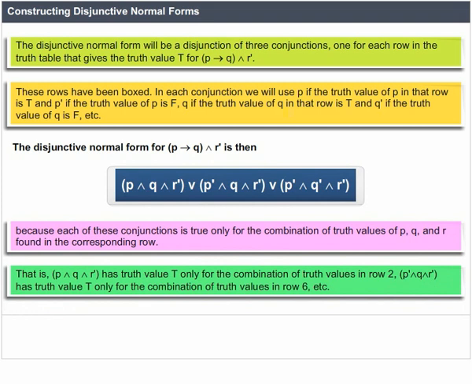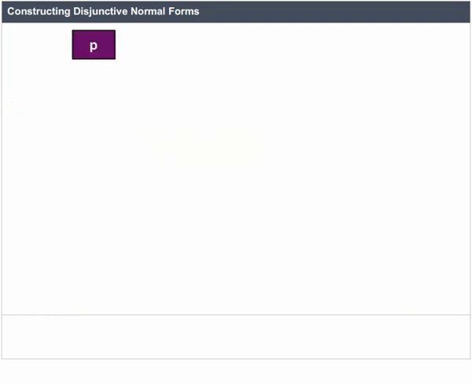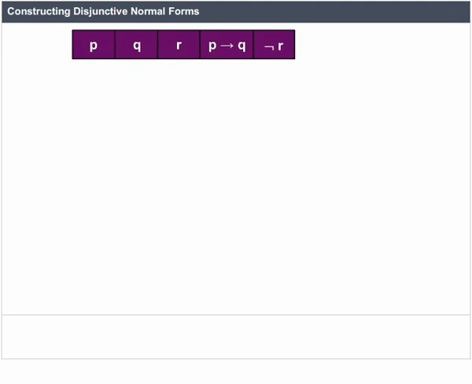Now we're going to see the table. First column as P, second column as Q, third column as R, fourth column as P implies Q, fifth column as not R, sixth column as P implies Q and not R. We're going to read row by row.